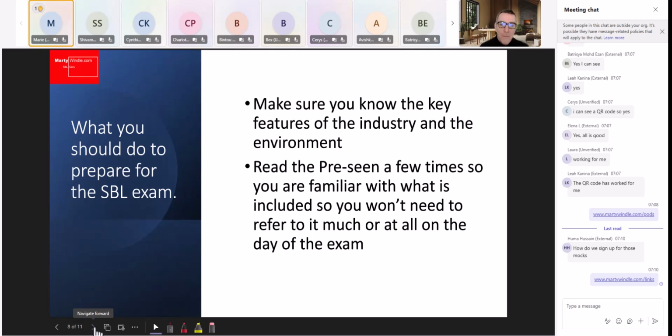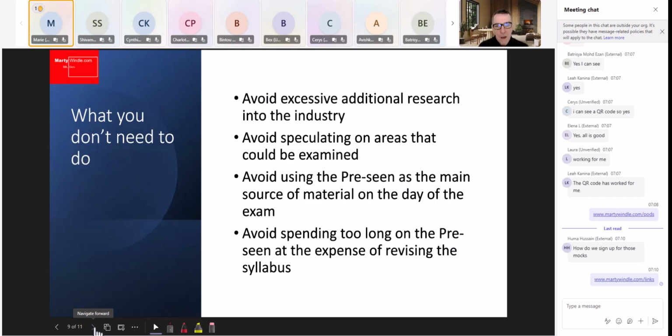This pre-seen is really about the industry. You need to know the key features of the industry to have some background, and this is a charity type organization. You don't need to do a lot of excessive additional research on the industry. You should not speculate on areas to be examined. On the day of the exam, your main source is going to be your post-seen, not your pre-seen. The pre-seen is background. You will hardly look at it on the day of the exam. Everybody says the same. It's 10% of your exam.